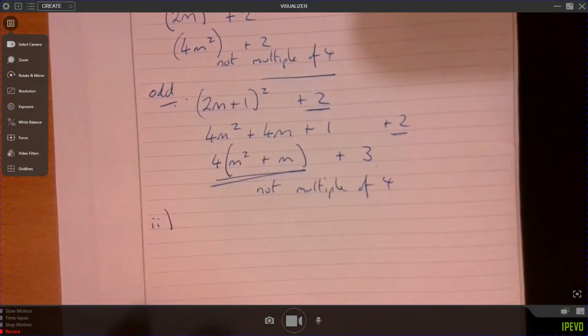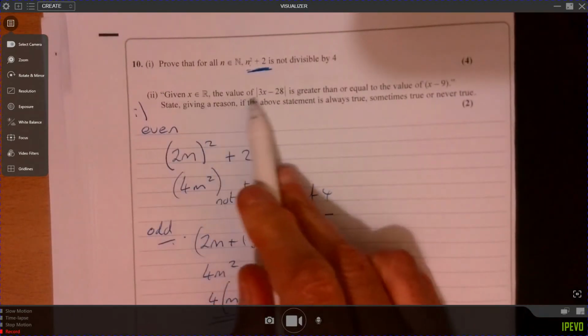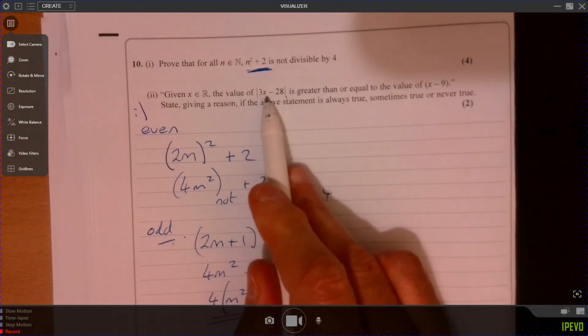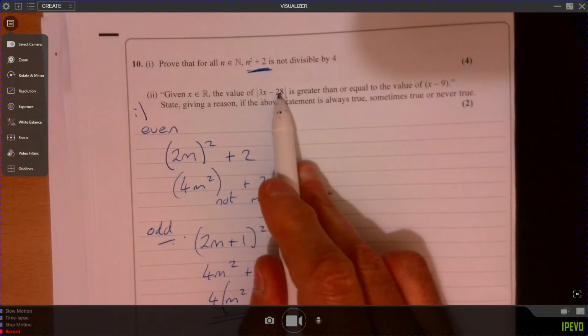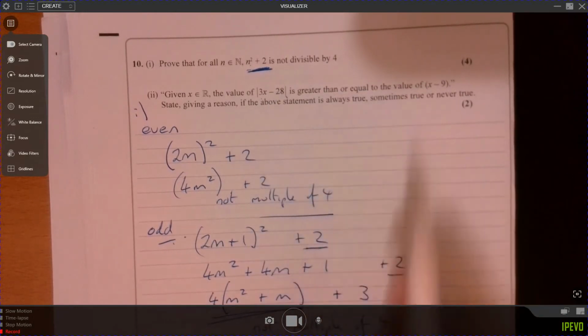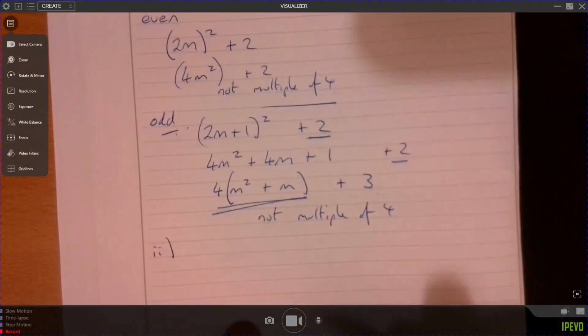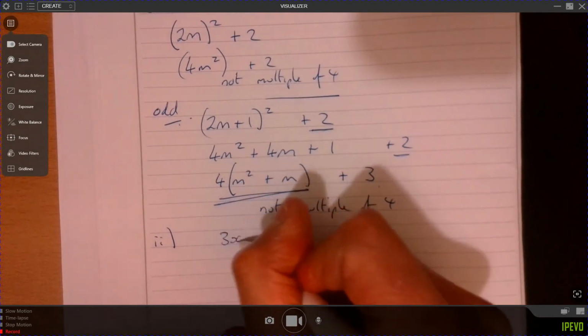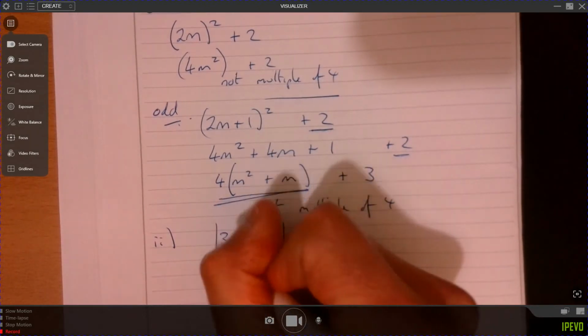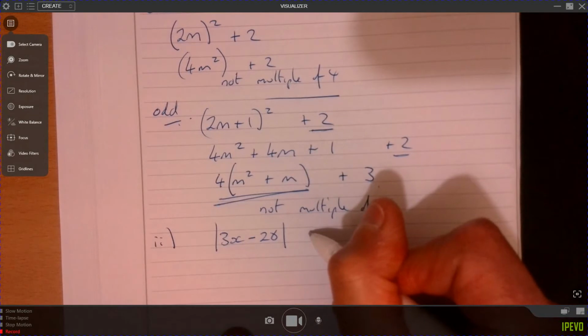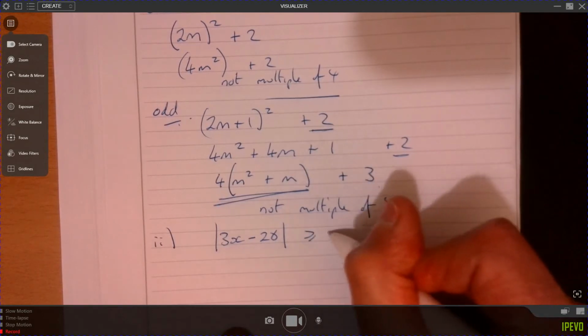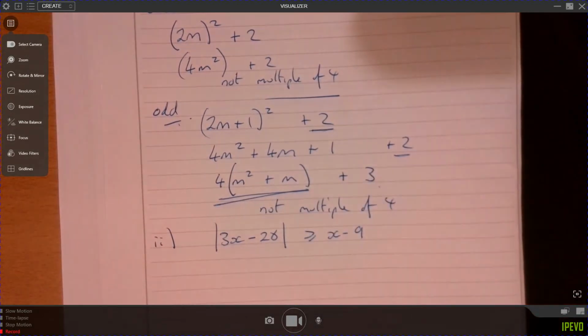If we read the question here, it says the modulus of 3x minus 28. So that means that we always take that as a positive value. And it's going to be greater than or equal to the value of x minus 9. So let's just write that down. And the question is, is this going to be always true, sometimes true, or never true?